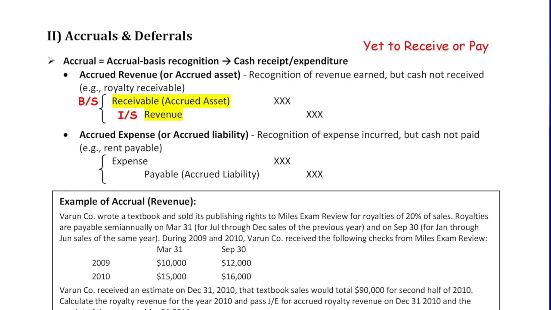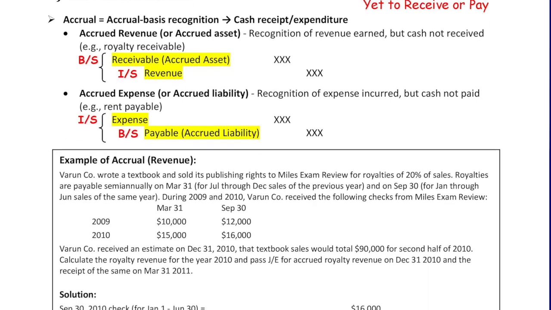Now when it's accrued expense, that's yet to pay. So we've incurred the expense but have not yet paid out the cash. So the debit is, highlight, expense, the credit is, highlight, payable or accrued liability. Beside the debit expense, write I/S because that goes to the income statement. Beside the credit payable, write B/S because the payable is on the balance sheet.